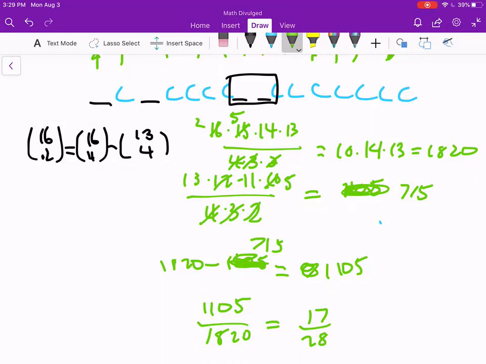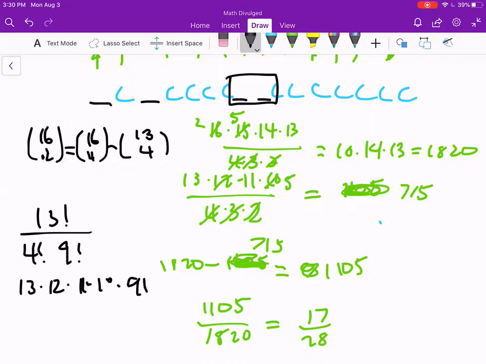Why did I stop at 10 on the 13 choose 4? Okay, so this is something I went over earlier. Basically, if we have 13 choose 4, we have 13 factorial divided by 4 factorial times 9 factorial, right? And we have 13 times 12 times 11 times 10 times 9 factorial divided by 4 factorial times 9 factorial. So basically the 9 factorial cancels, and we're just left with 13, 12, 11, and 10, and then we have the 4 factorial on the bottom.